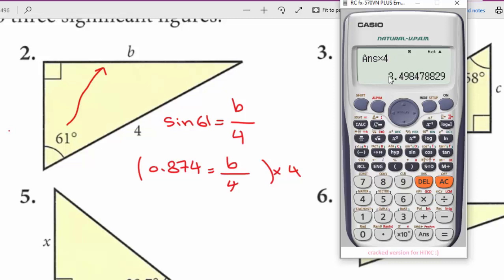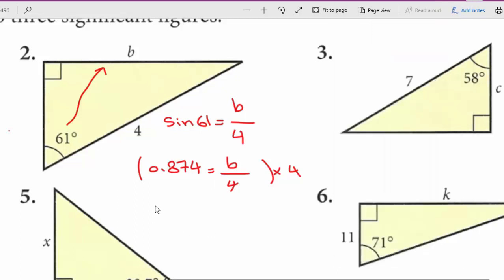is equal to 3.498. As you see, the question says 3 significant figures. Well, this 8 can make this 9, 10. So finally, b is equal to 3.5. It will be 3.5 centimeters.